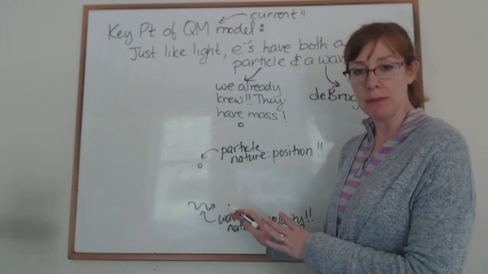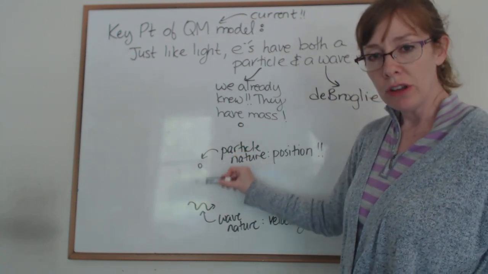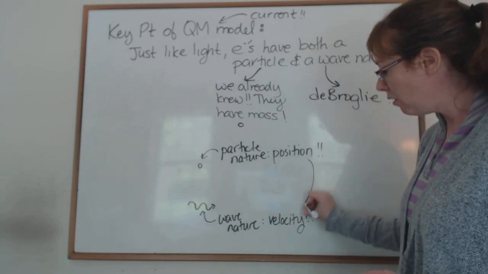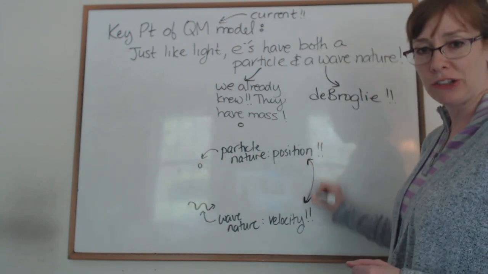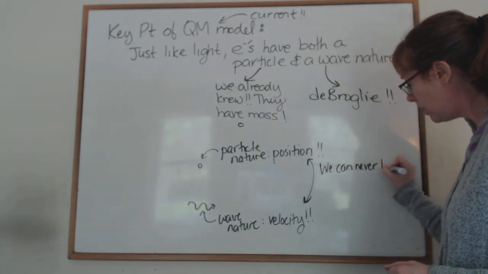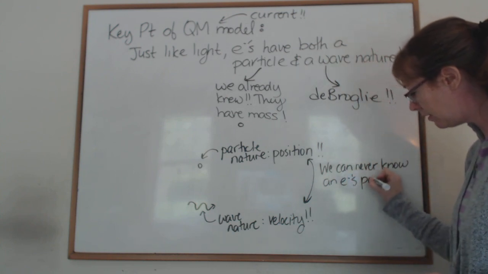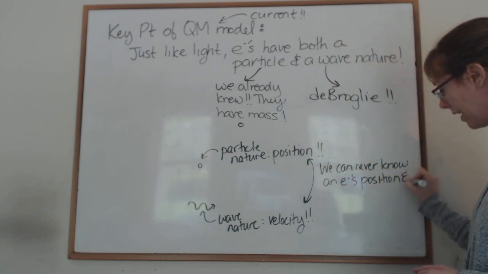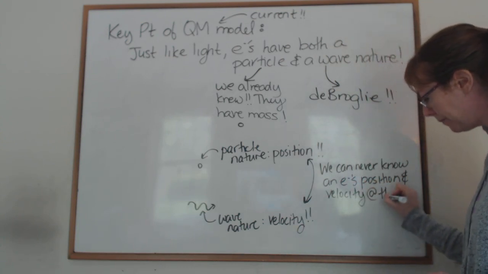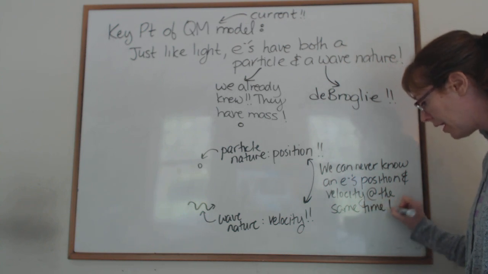All right, and I'm skipping some stuff, so just kind of accept this for now. Because you can never observe both natures at the same time, you can never know both position and velocity of an electron at the same time. We can never know an electron's position and velocity at the same time. This is what's called the uncertainty principle, or at least it's a form of it.